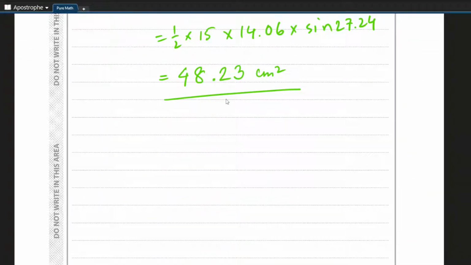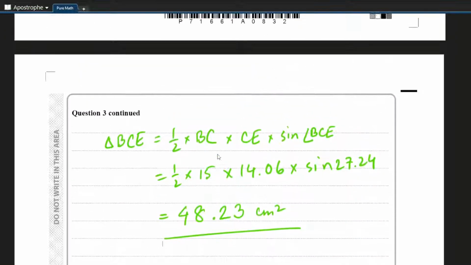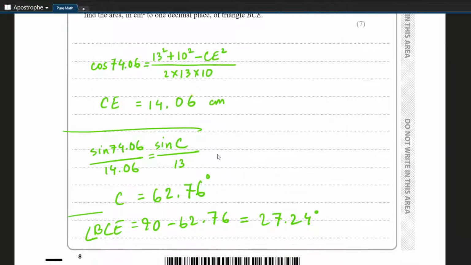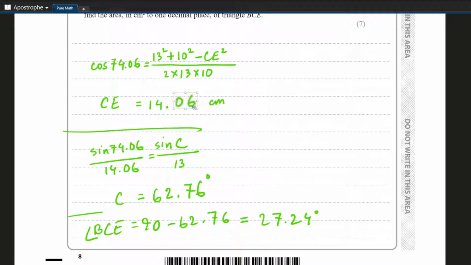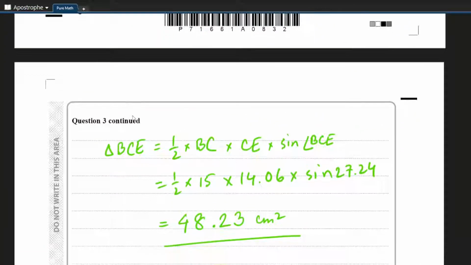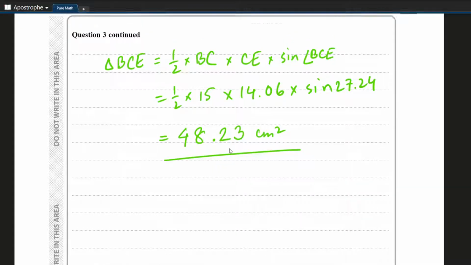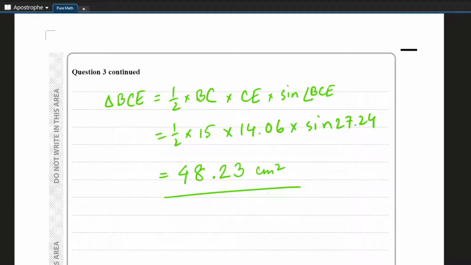It's a little bit off from the previous answer because we rounded so many values here. First we rounded CE, and then C, and then BCE. That's why it's a little bit off. But according to the marking scheme, as long as your answer is rounded to 48.2, you should be good. So you can do either way.